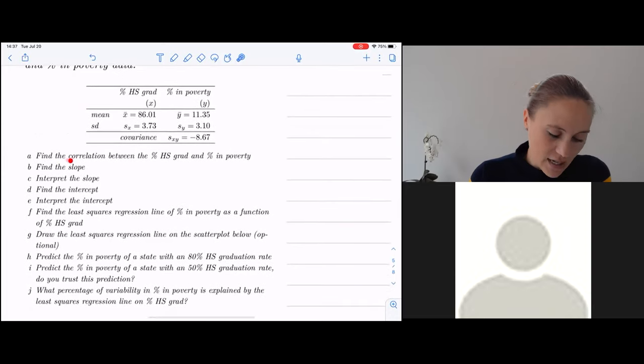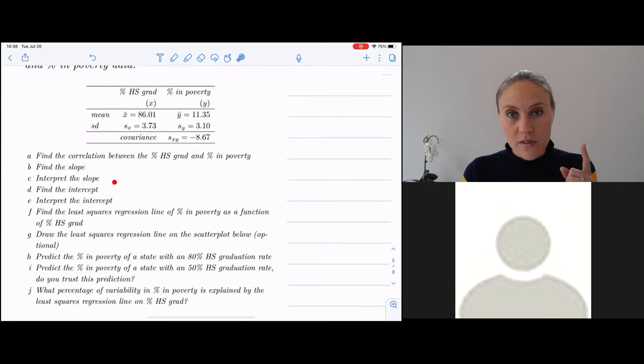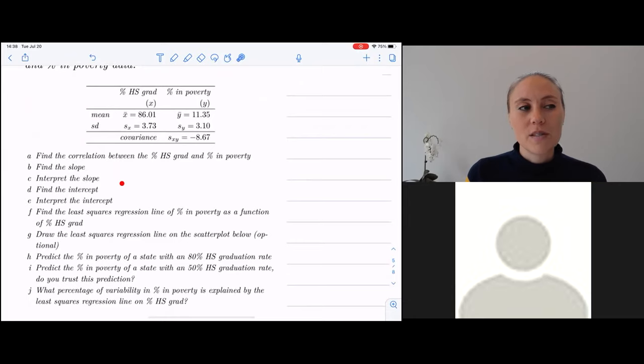So the first thing I ask you to do is to find the correlation between the percentage of high school grads and the percentage in poverty, right? So you have to find the correlation. Then you have to find the slope. Then you have to interpret the slope. Now, when you're interpreting the slope, you're going to apply the definition of the slope to the number that you found. Then you're going to find the intercept. And again, you're going to interpret the intercept, which again is just applying the definition of the intercept to the number that you found.